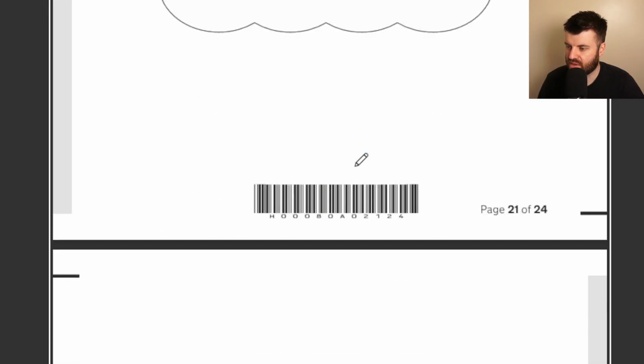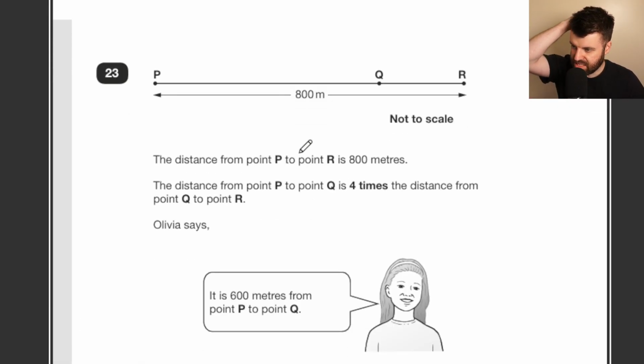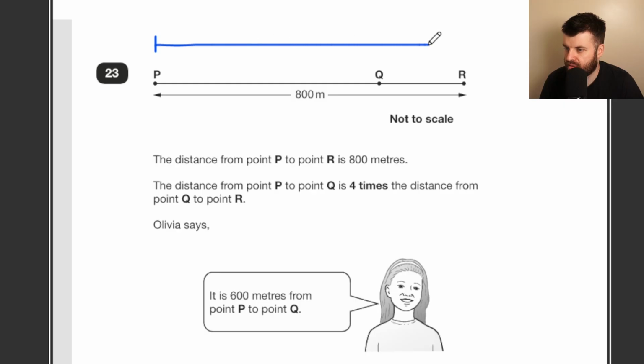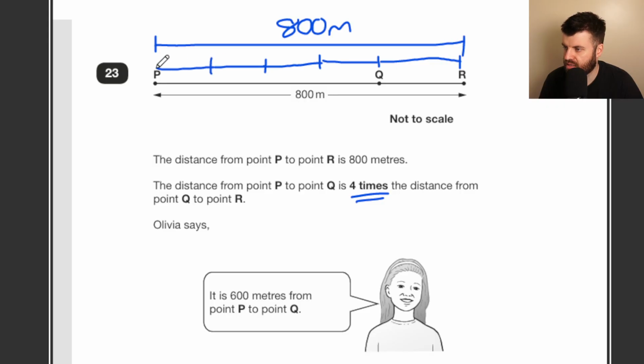Question 23. Ooh, okay. The distance from point P to R is 800 meters. So here to here, I'm just going to label it. This is always good practice, is 800 meters. The distance from P to Q is 4 times the distance of Q to R. So what we've got here is Q to R, and then I've got 4 times that. 1, 2, 3, 4. So you can see P to Q is 4 times R. It's not to scale, but it's got a real rough idea.